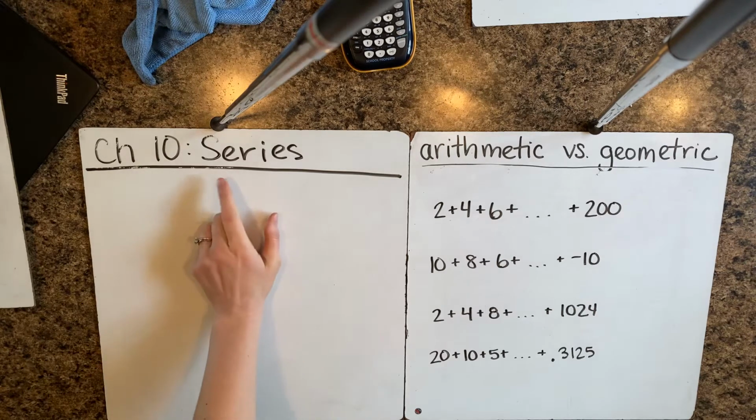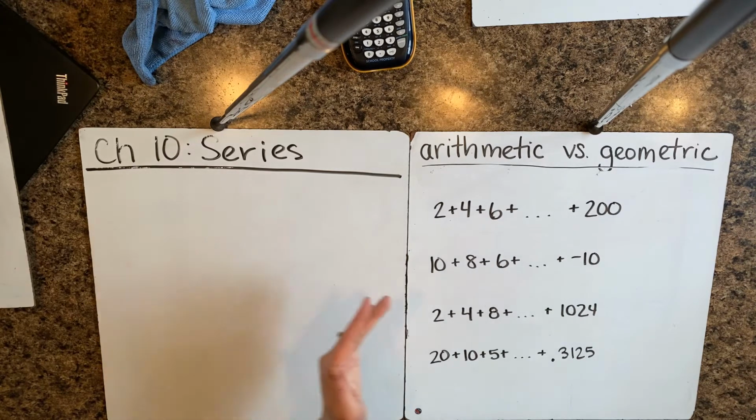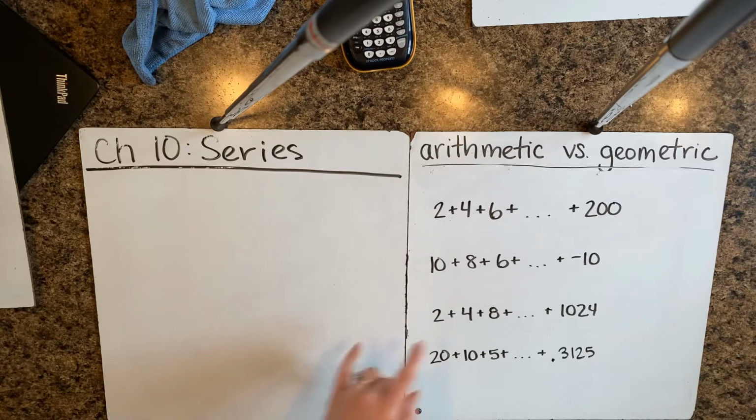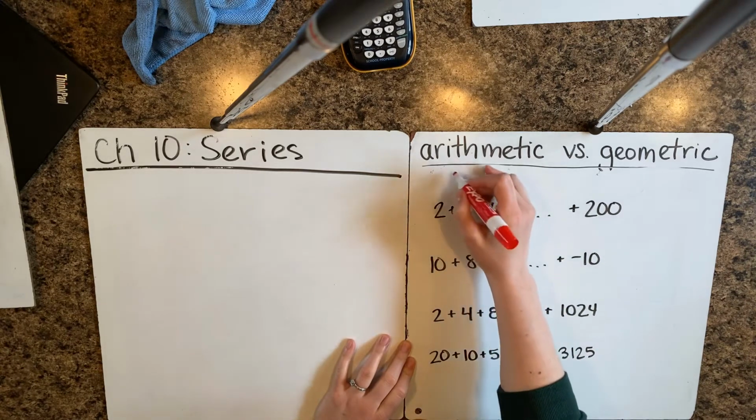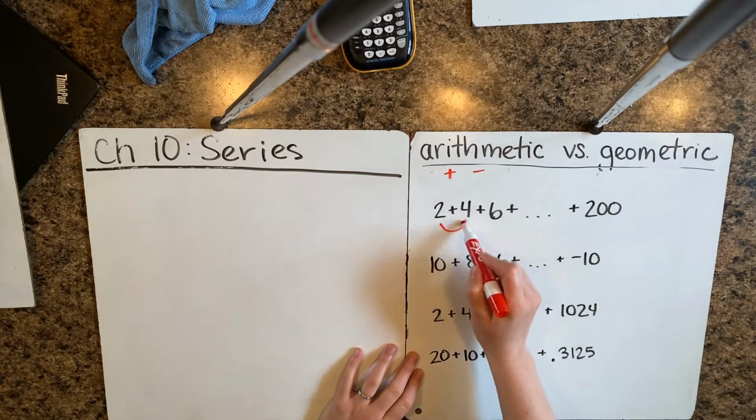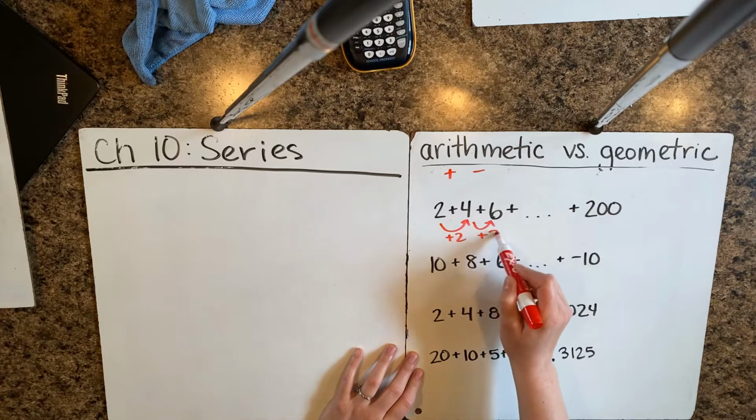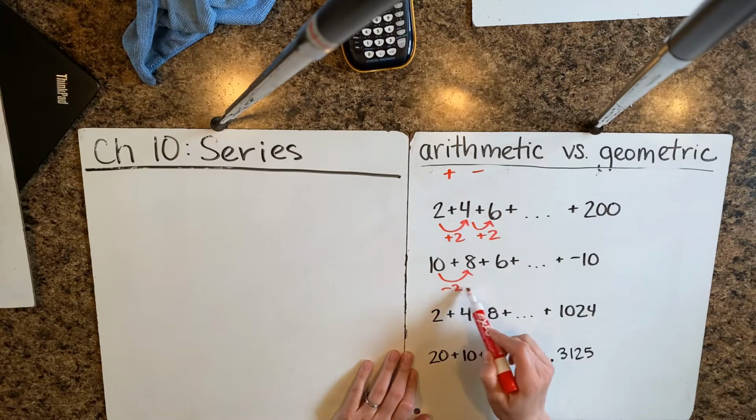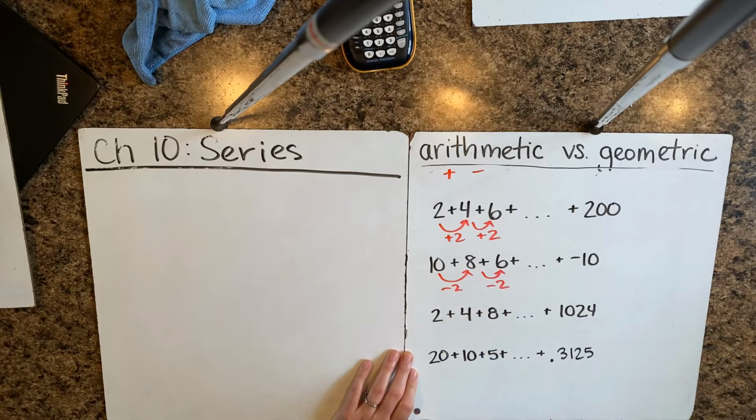So, first of all, Chapter 10 is about series. And remember, series is just the sum of a sequence of numbers. And a sequence of numbers, remember, is just an ordered list of numbers. Okay? There's 2 types we talked about in this chapter. One is arithmetic and the other one is geometric. And coming from Algebra 1, hopefully you remember, arithmetic just means when you're either adding or subtracting the same number from one term to the next. So here you can see we're adding 2 each time along the way, making this an arithmetic series. Here we're subtracting 2 each time, again, making it an arithmetic series.